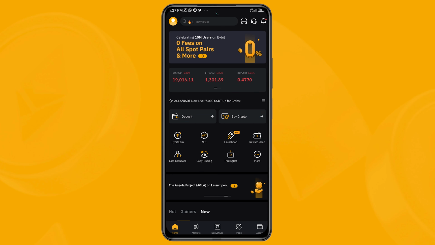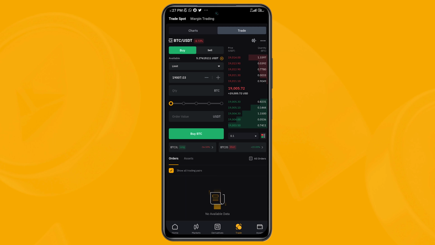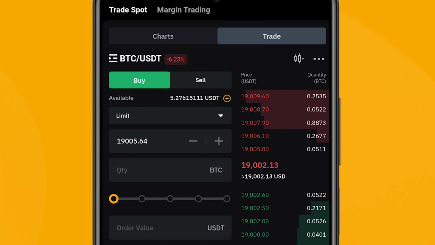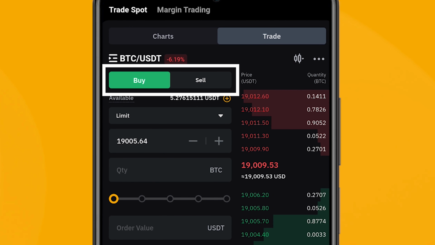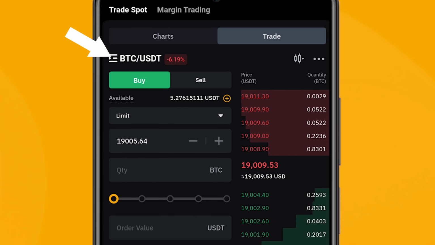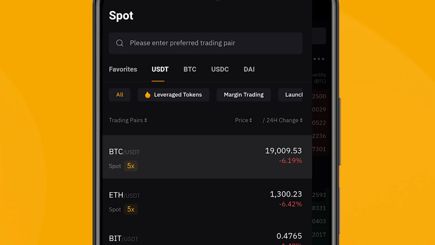Then after this buying, you can now head over to spot trading, which we are going to be talking about today. So on Bybit spot trading, like I said before, it's very easy to use. So it's very user friendly. First thing you are going to see is buy and sell your crypto.